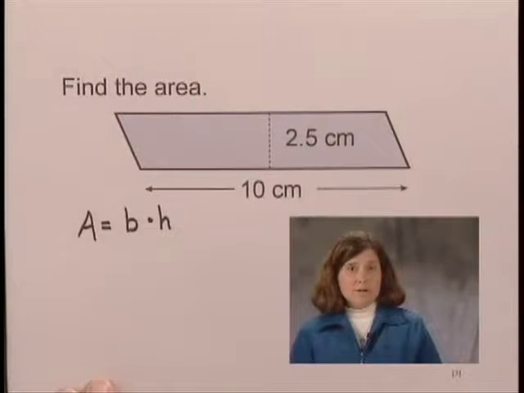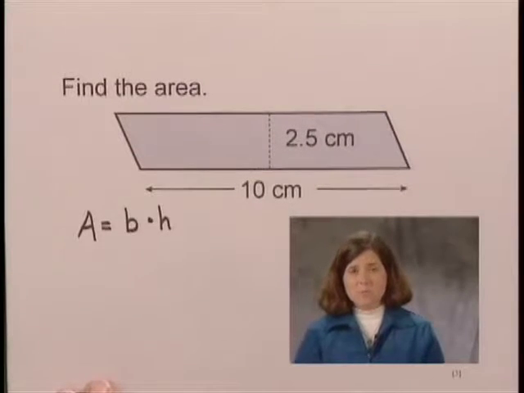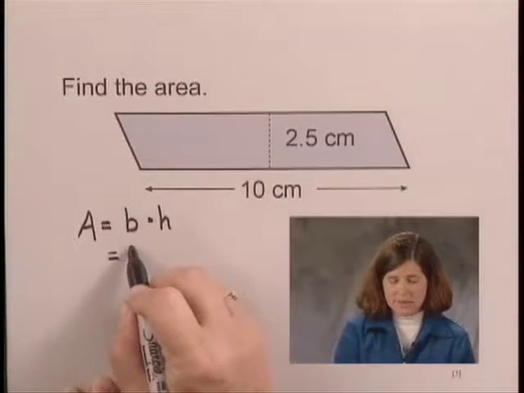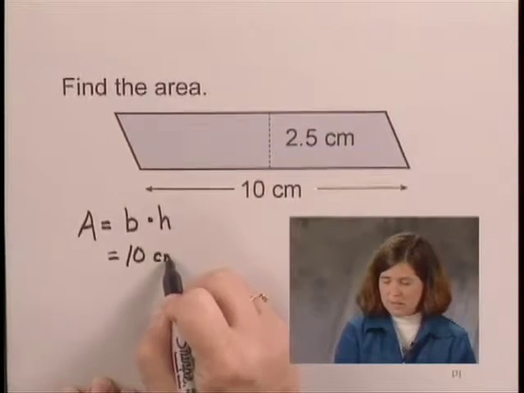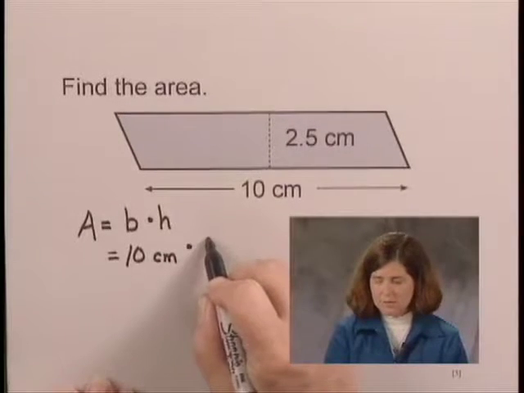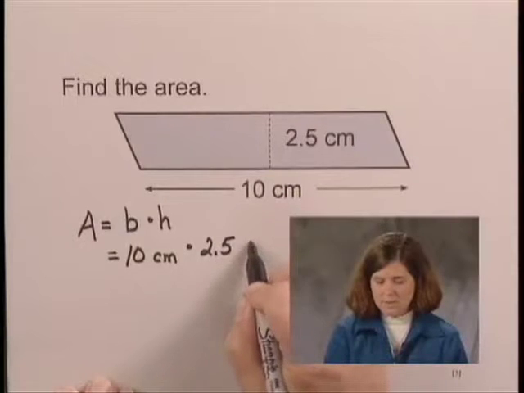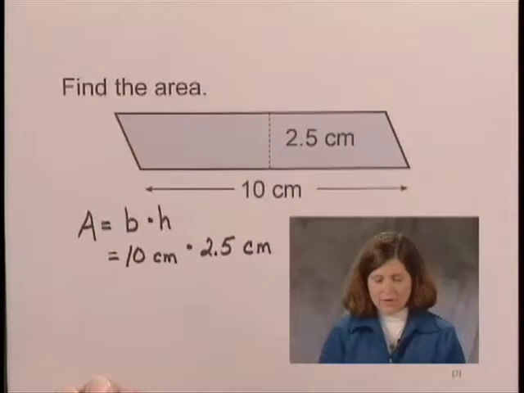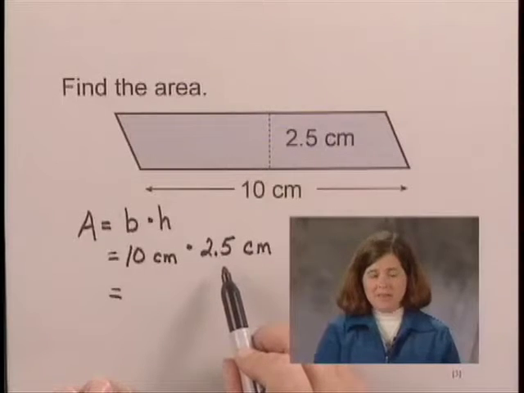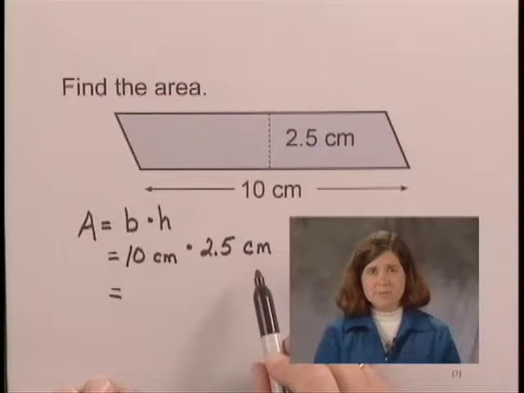Once I have the formula written, I can substitute the values for b and h. The base is 10 centimeters, and the height is 2.5 centimeters. Now I can think of multiplying 10 times 2.5 and then centimeters times centimeters.